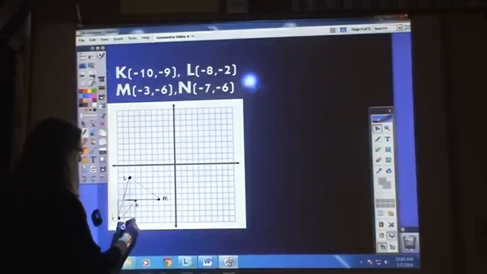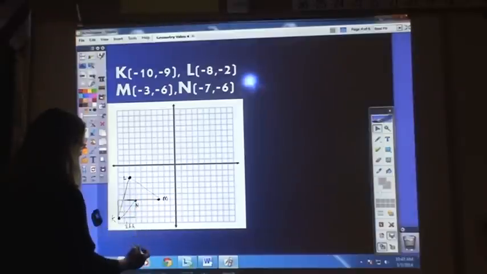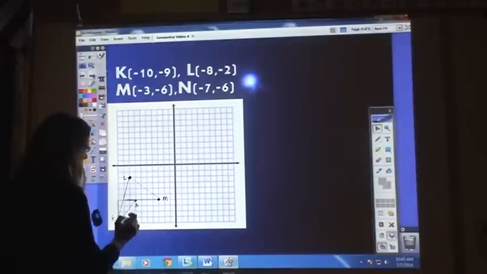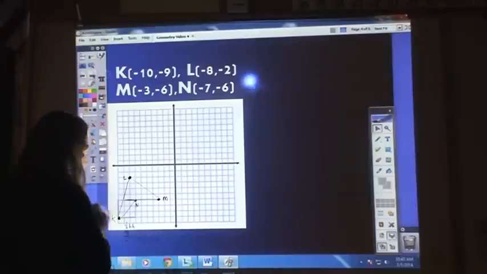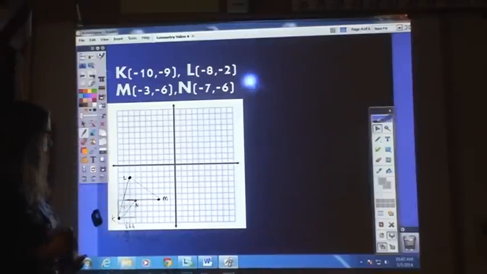And then on this one, I'm going to find half the base times the height. So my base is 3 and my height is 3. If I multiply those, that's 9. And then I'm going to divide that by 2 because that's my formula. So 9 divided by 2 is 4.5 units squared. That's just for this green part. I'm going to write this in here in case you can't see it very well.